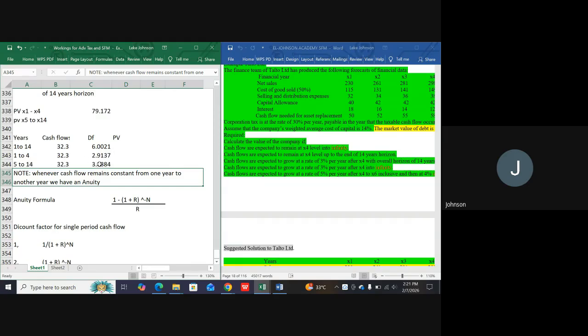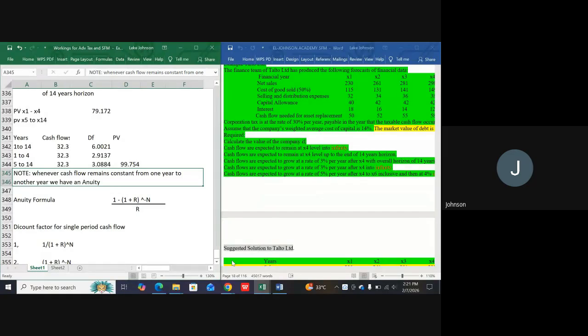When you get this, then to get our present value, you can say equal to this multiplied by, I think so. Then let's click on enter. So we can say from 5 to 14 is this. Then from 1 to 4 is this.